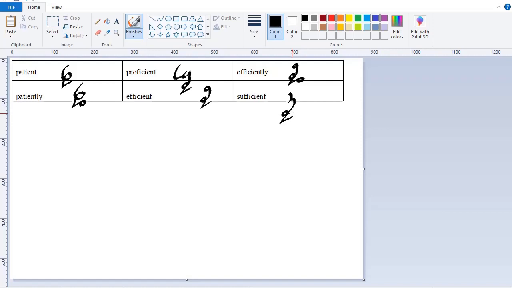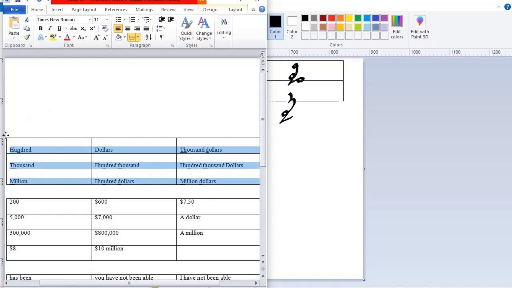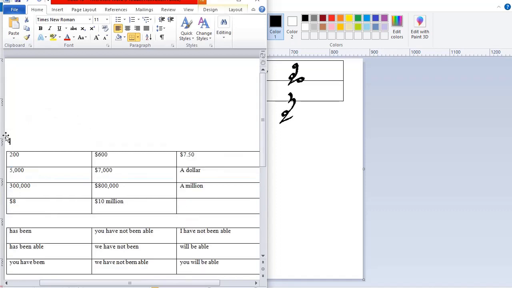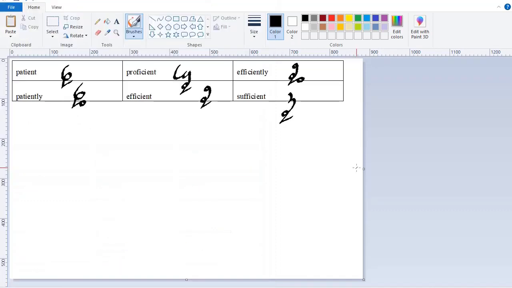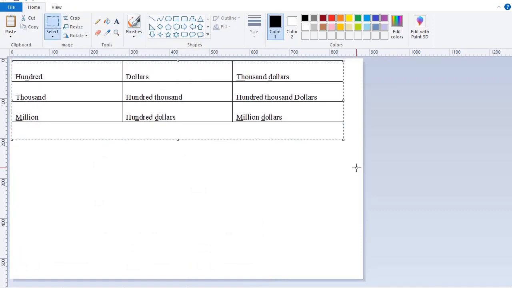Now, let's move on to our number expressions. When you say number expressions, it's the hundred, thousands, ten thousands, millions, dollars, $100, $1,000, $100,000, and $1 million. And of course, your cent. Si Greg is an English person, so syempre, wala siyang peso na sign or peso na number expression.